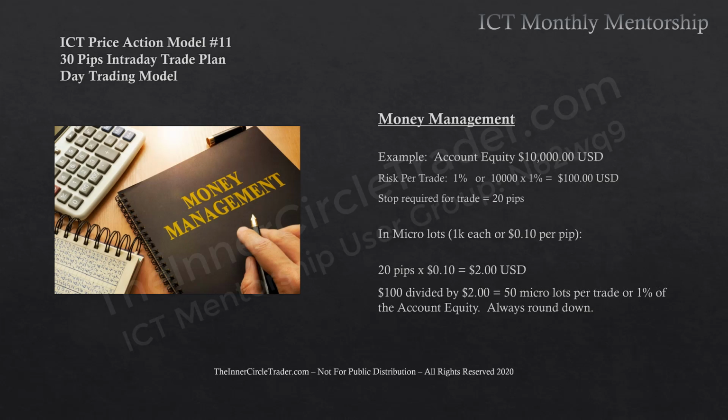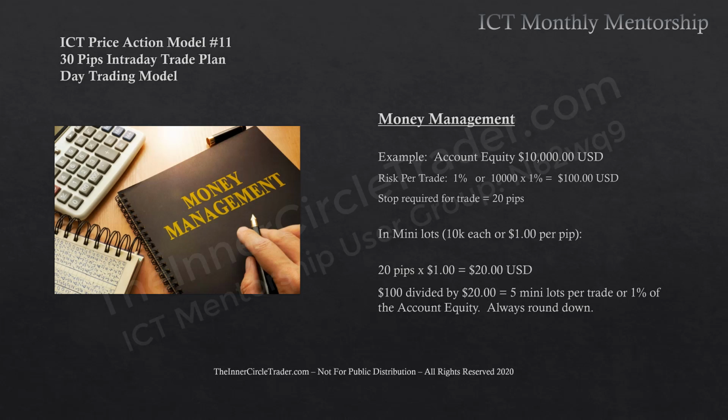In our example, our hypothetical account equity is $10,000 US. Risk per trade 1%, or 10,000 times 1%, or $100 US. Stop required for the trade is 20 pips in micro lots, or 1K leverage each, which represents 10 cents per pip. 20 pips times 10 cents equates to $2 US. $100 divided by $2 equals 50 micro lots per trade, or 1% of the account equity. We're always rounding down.